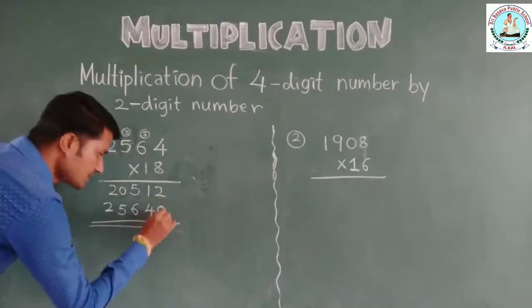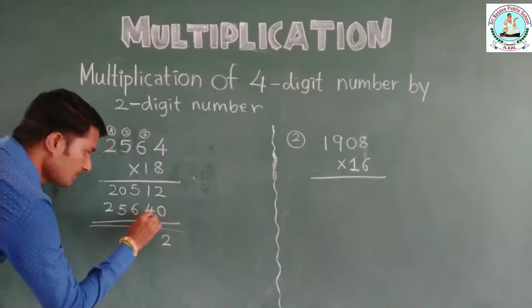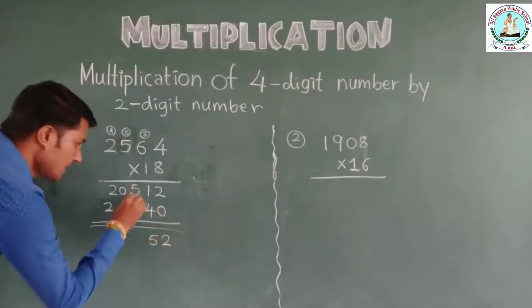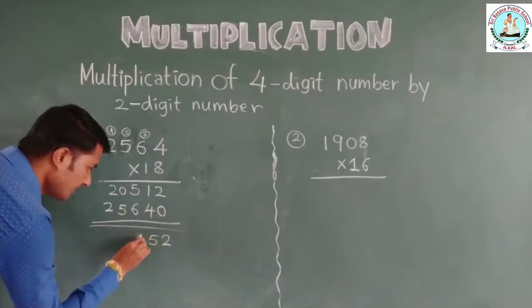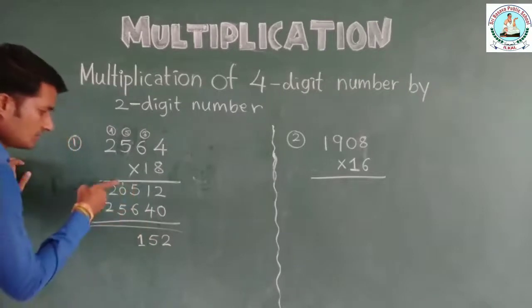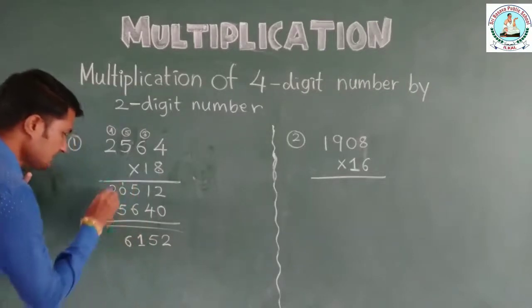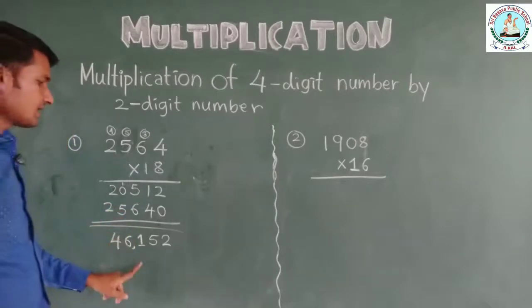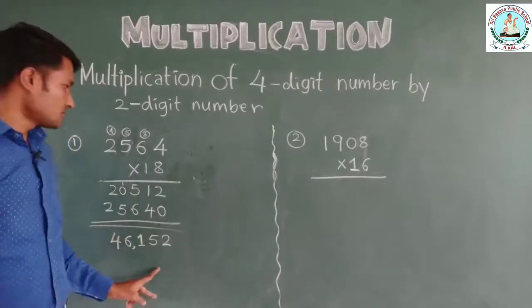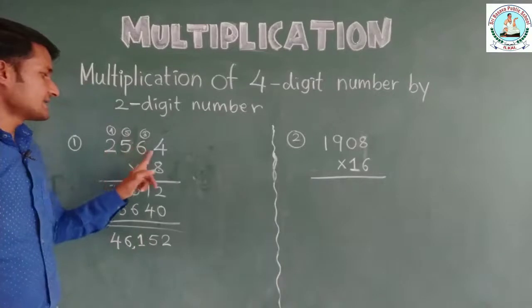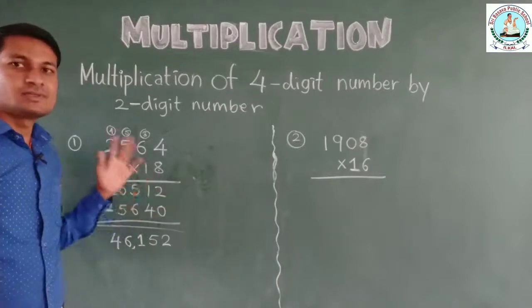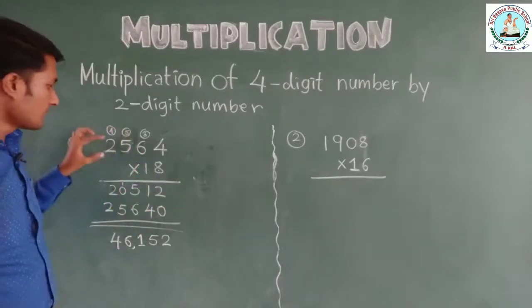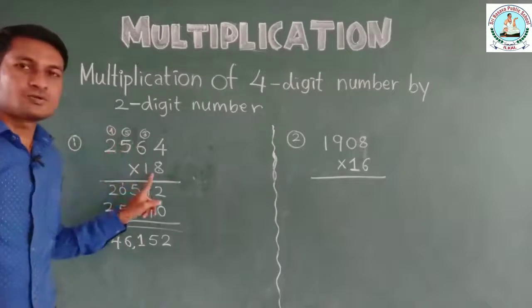So 2 plus 0 will be 2, and 1 plus 4 will be 5, and 5 plus 6 will be 11. So write 1 carry over here. So 1 plus 5 will be 6, and 2 plus 2 will be 4. So it is 46,152, the product of 2564 by 18. So this is how we can multiply a 4-digit number by a 2-digit number.